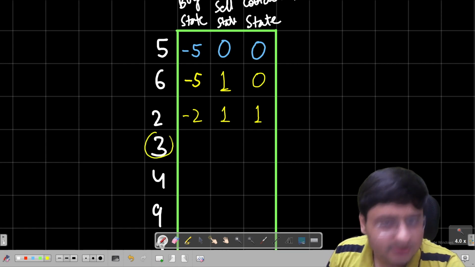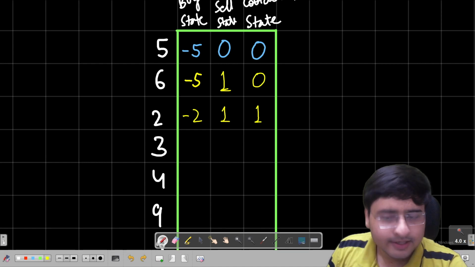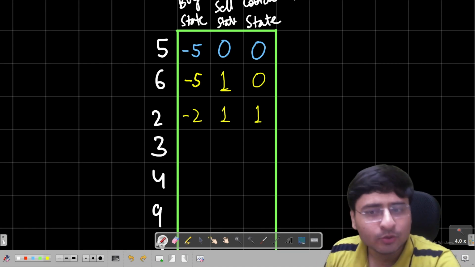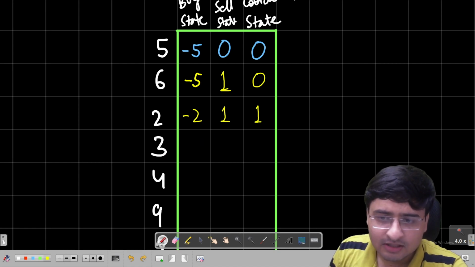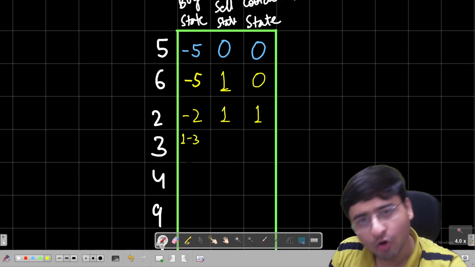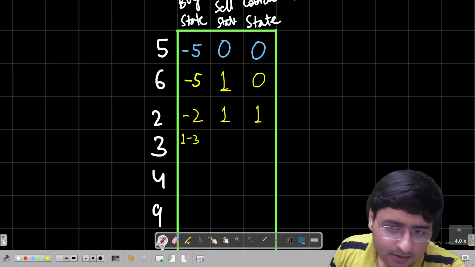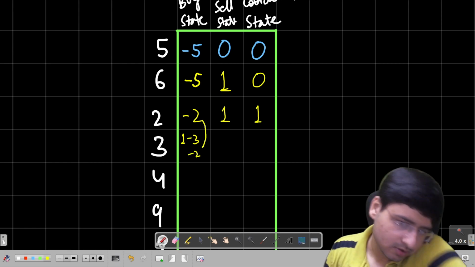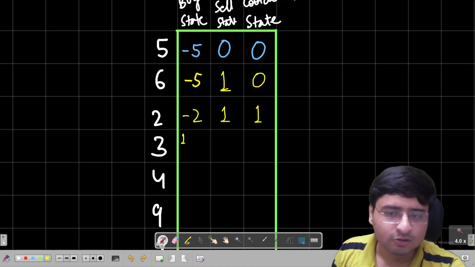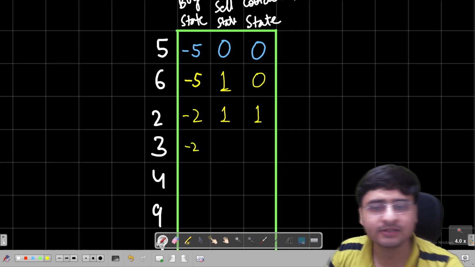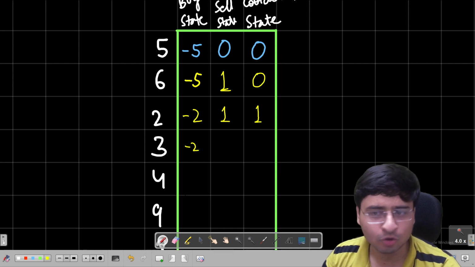Correct. Let's talk about this 3. Here, if I buy today, then the previous day has to be cooldown. So either I have to consider 1 minus 3 or I have to consider minus 2. In either case, I'm getting minus 2 and I'm having an extra stock in hand. So I'm going to consider minus 2 here itself. I hope this is clear.